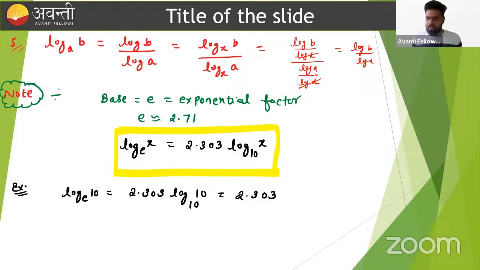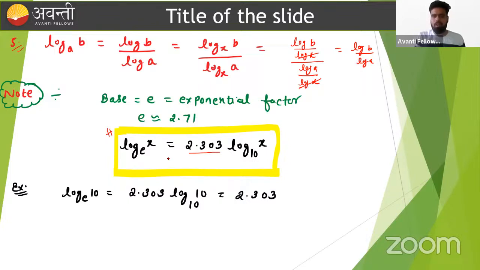And in the derivations, if we get log base e, then how can we convert log base e into log base 10? This is an important formula. By using this, we can convert log base e into log base 10 by multiplying the number 2.303. Okay, beta, this is an important thing.